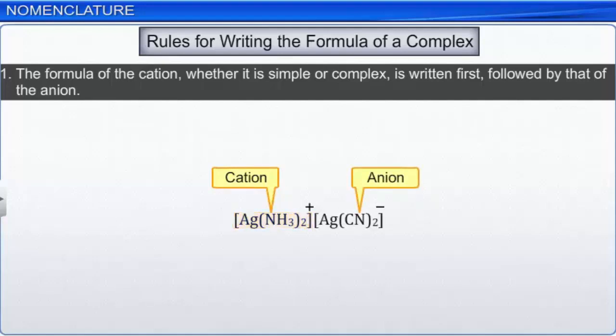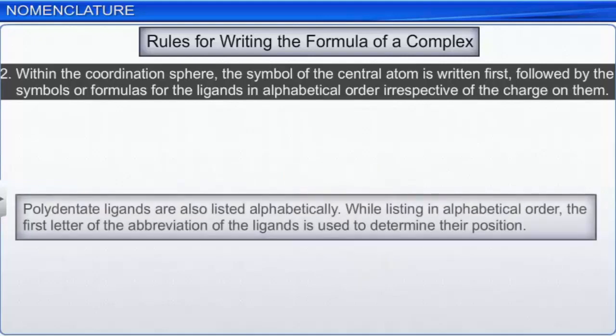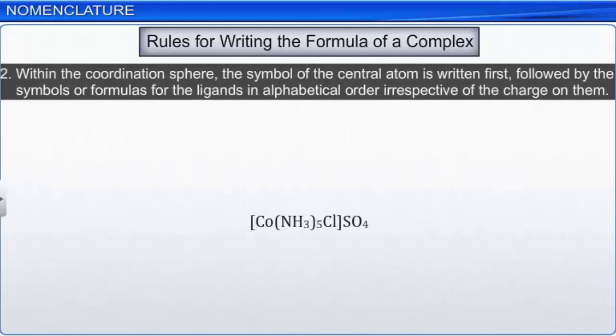The second rule for writing the formula of coordination complexes. Let us take a complex cation first. See, there is a coordination sphere, isn't it? In the complex cation, there is a coordination sphere. So how to write the symbols in the coordination sphere? See, the given compound consists of a cationic complex and a simple anion. The name of this complex is pentaamminechloridocobalt sulfate.